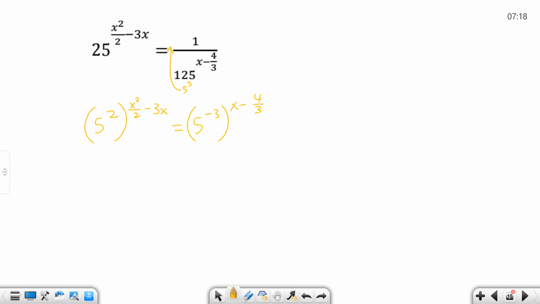Now, again, I have a power to a power, so what do I have to do? I have to multiply these things and multiply these things. So this is going to be 5 to the 2 times x squared over 2 minus 3x equals 5 to the negative 3 times x minus 4/3.